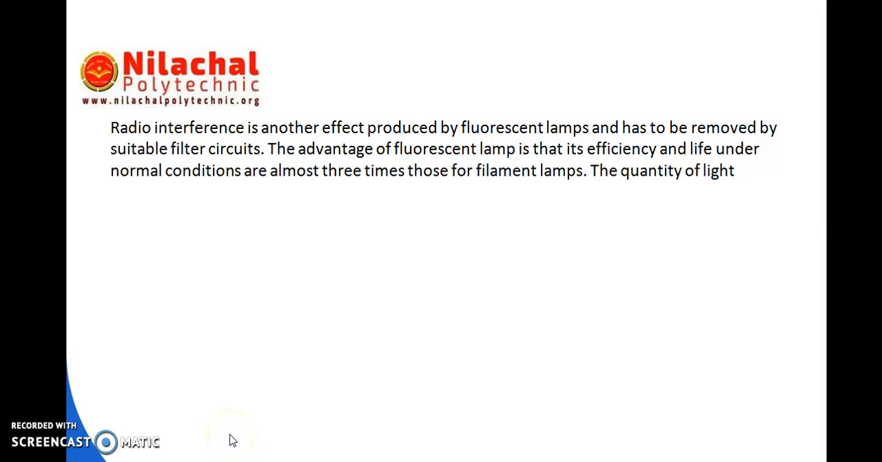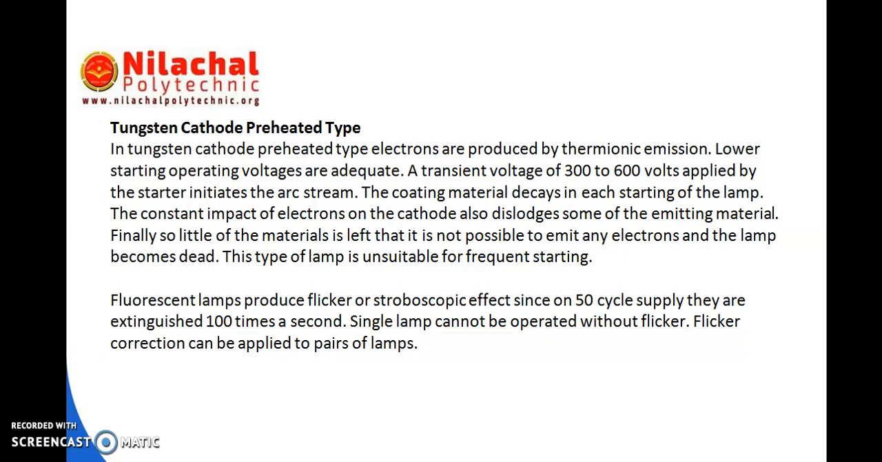Yeah, we discussed in the last class our tungsten cathode preheated type. In the tungsten cathode preheated type, the electrons are produced by thermionic emission. Lower starting operating voltages are adequate, and a transient voltage of 300 to 600 volts applied by the starter initiates the arc stream. The coating material decays at each starting of the lamp. The constant impact of electrons on the cathode also dislodges some of the emitting material. Finally, so little of the material is left that it is not possible to emit an electron, and the lamp becomes dead. This type of lamp is unsuitable for frequent starting.